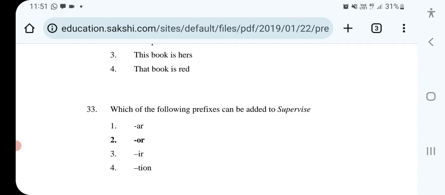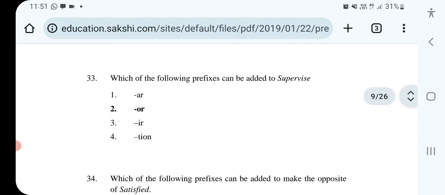Or, it seems. Or. No idea where we use this prefix. Organize. No. Something is there.